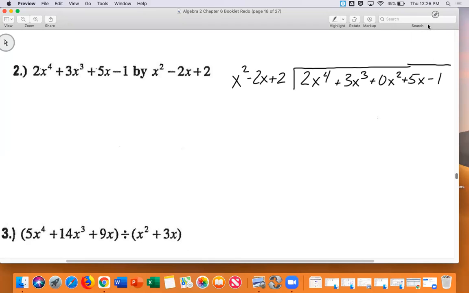Jake, do you see where I got that 0x squared from? See how it's missing from here? So it goes 4, 3. I needed to take into account the 2's that are there. 1, 0.